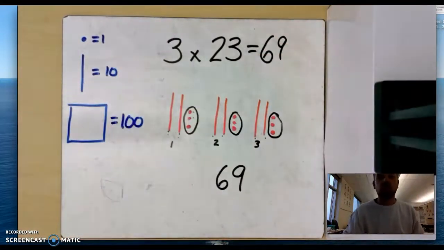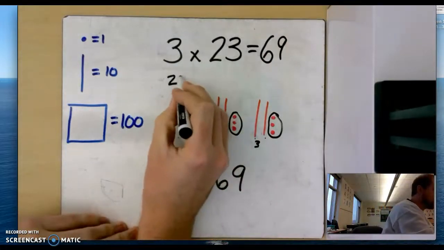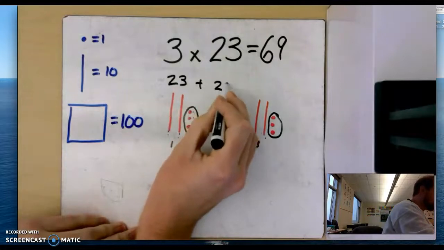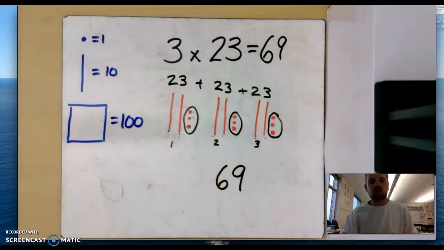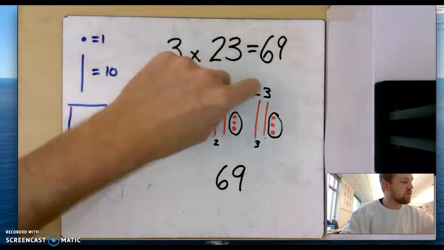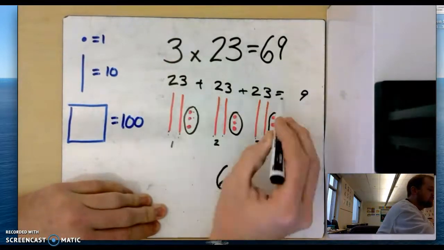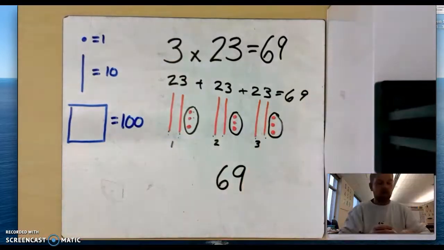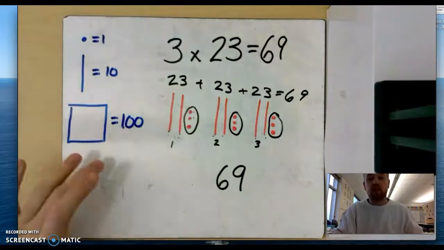Another way to do this would be if I chose to add them up first. So I know that I have 23 plus 23 plus 23. And I can use my addition to do that repeated addition as well. That's how I'm going to check this now. I'm going to see that if I have 3 plus 3 plus 3, I get 9. And 2 plus 2 plus 2 equals 6. So that's how I'm going to use my base 10 blocks to solve this.